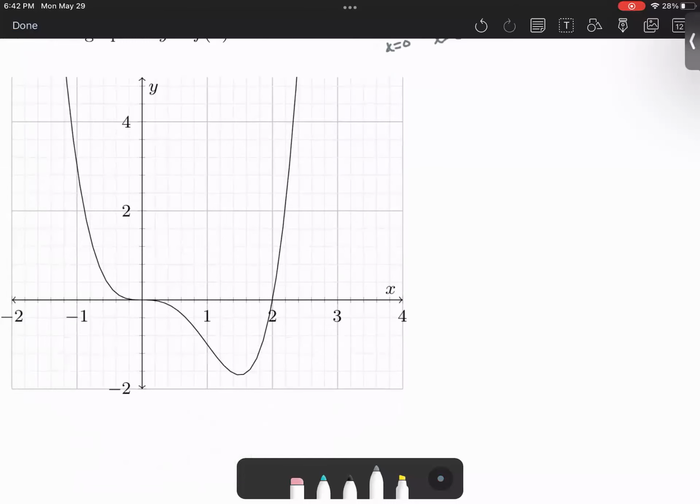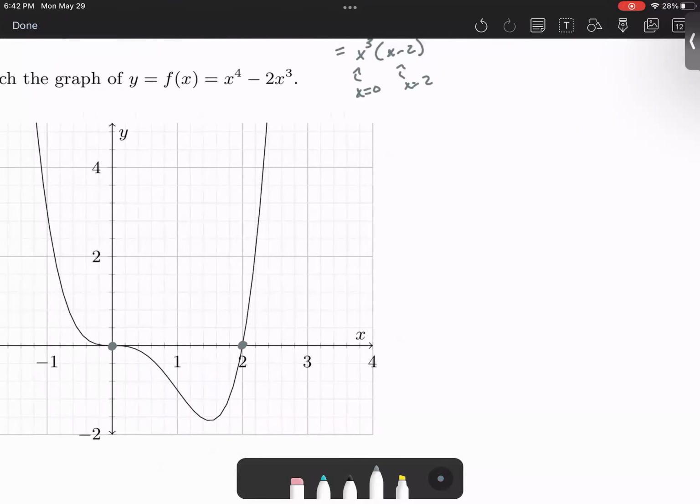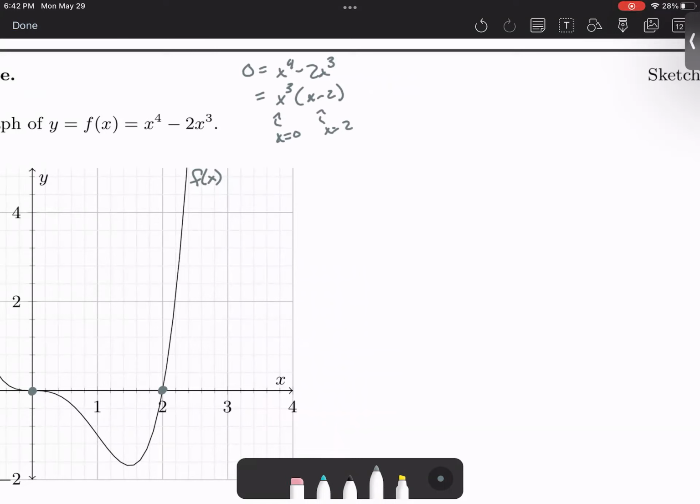So let's go to our function. We can immediately plot a point right there at (0, 0), and at (2, 0). This is going to be the graph of the original function f of x. Now let's use the first derivative to talk about increasing versus decreasing. The first derivative will be 4x cubed minus 6x squared.